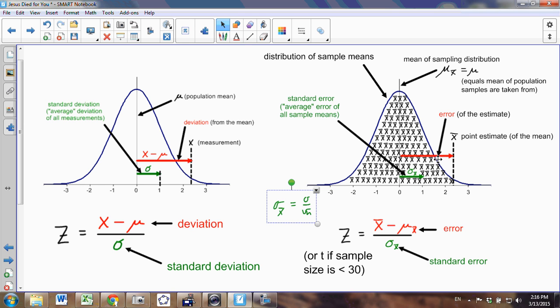If all these errors are smaller, then the average of those errors is going to be smaller. I hope that totally makes sense.